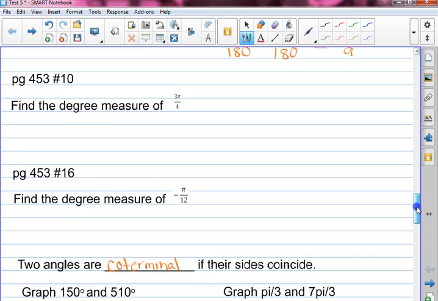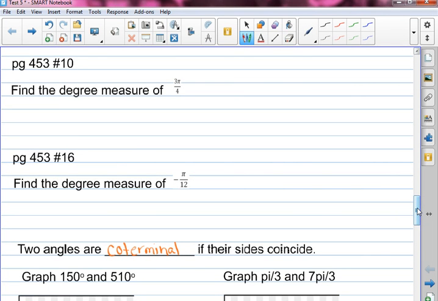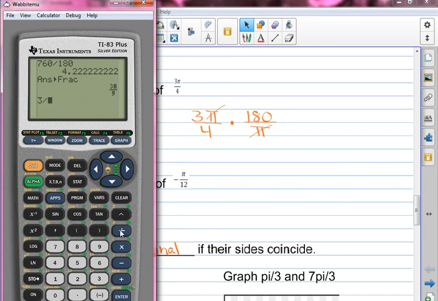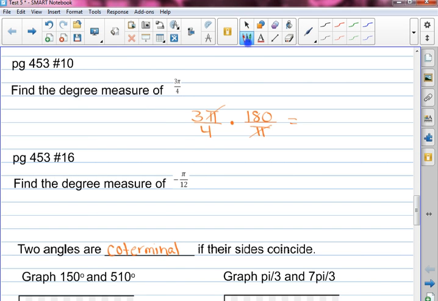To go from radians to degrees, find the degree measure of 3 pi over 4. I'm going to say 3 pi over 4 times 180 over pi. Well, you have pi in the top and the bottom, so the pi's cancel out. And then you have 3/4 times 180. So 3/4 times 180. And that gives you 135 degrees. It's as simple as that.